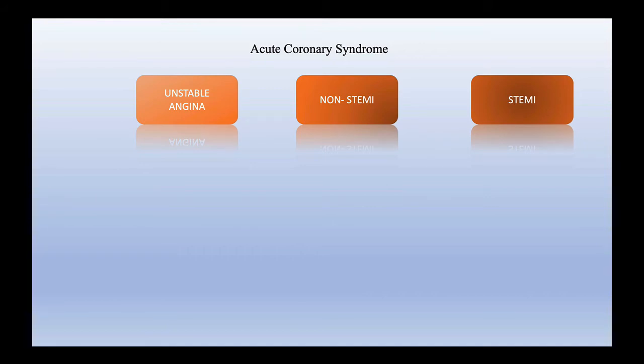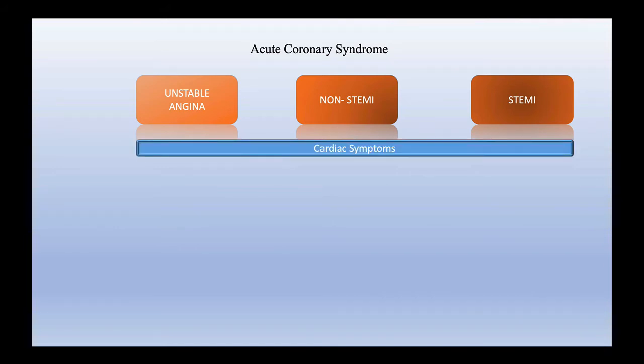Now we need to understand that this is a spectrum, and at any time one form can transform into the other form. So you could have an unstable angina which goes all the way and becomes an ST elevation MI. That's why we take all three forms of acute coronary syndrome seriously. Now, all three forms will have cardiac symptoms: acute onset of chest pain, or with autonomic symptoms, or acute onset breathlessness, and they would have risk factors, and clinically they would all appear similar.